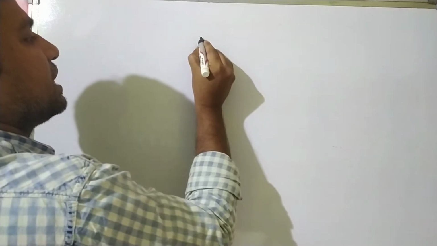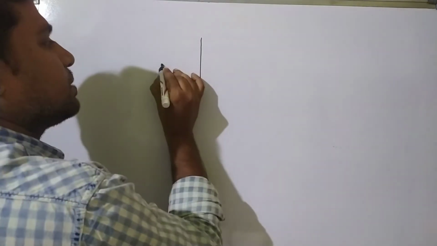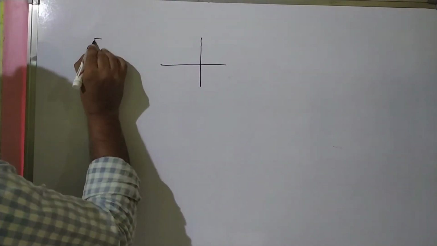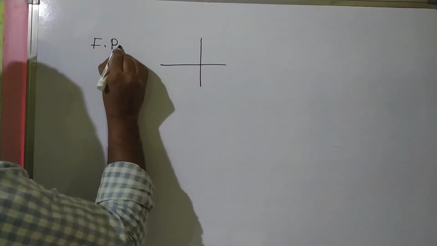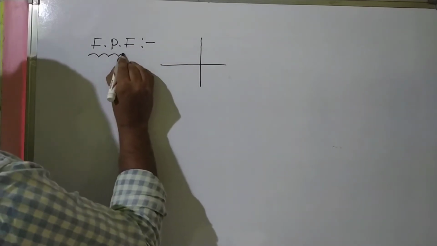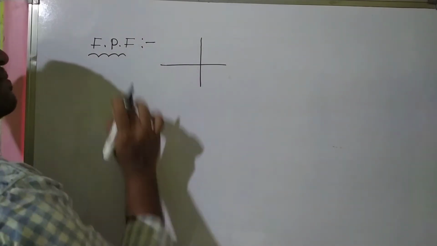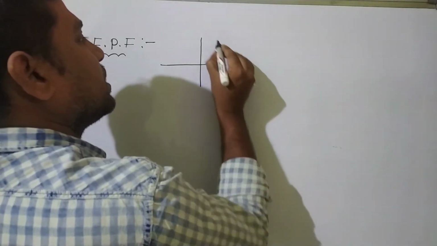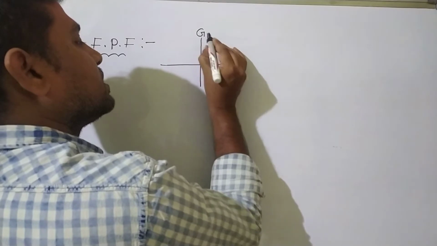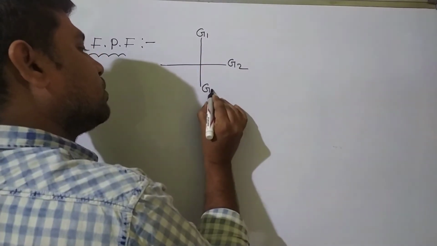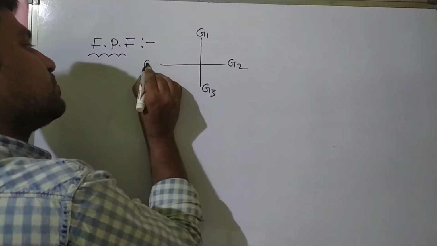Okay, first of all, we must learn the Fisher projection formula. So this is the Fisher projection formula. I wrote here the shortcut Fisher projection formula. So this is group 1, this is group 2, this is group 3, this is the 4th group.